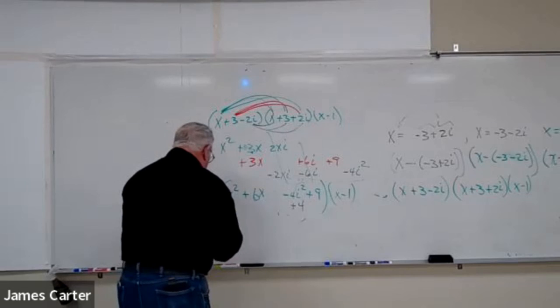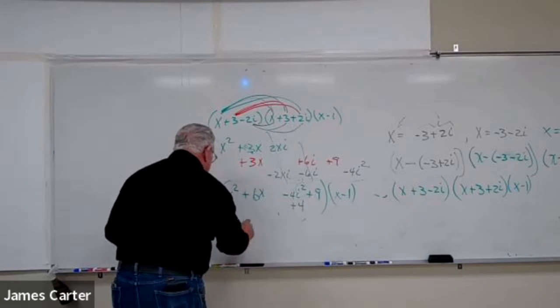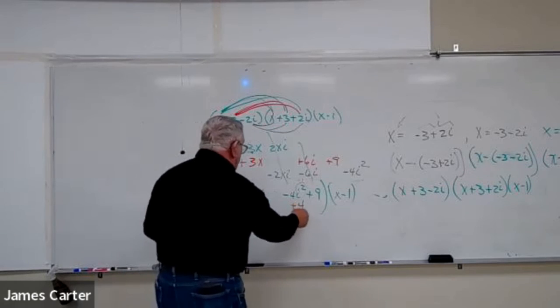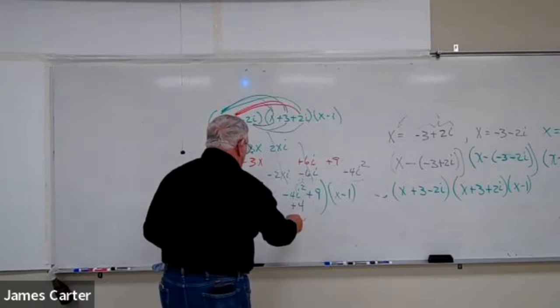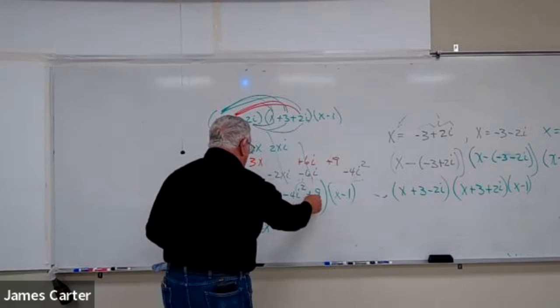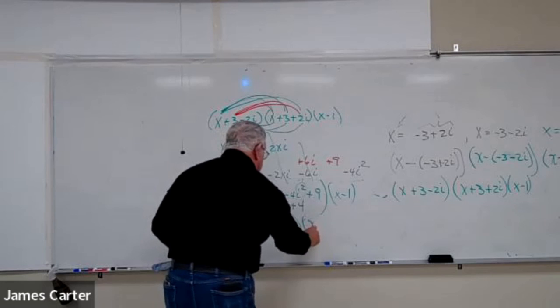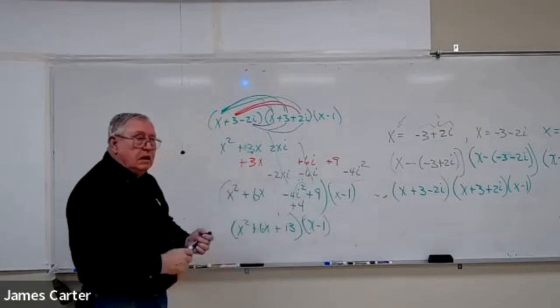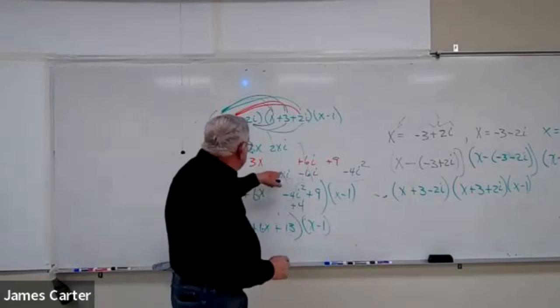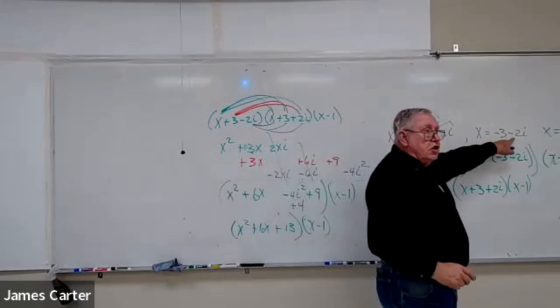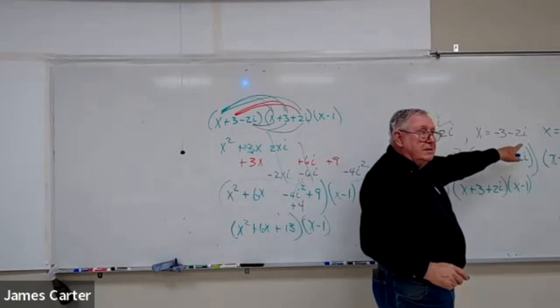So this thing becomes x squared plus 6x. 9 and 4 are 13, plus 13, times the x minus 1. Now, why did these terms drop out? Because I had a conjugate to start. Okay.